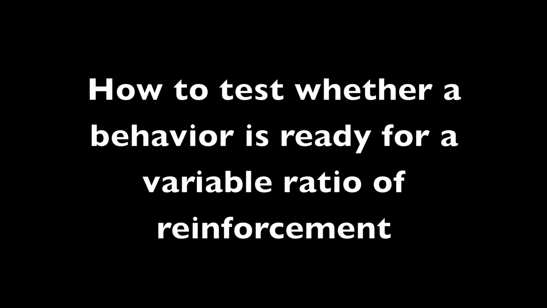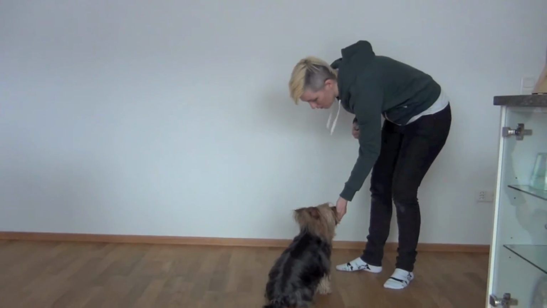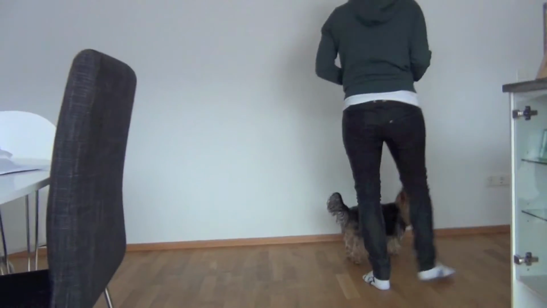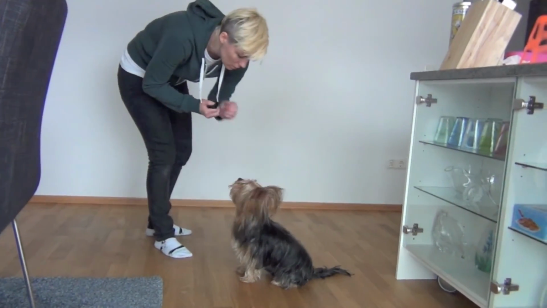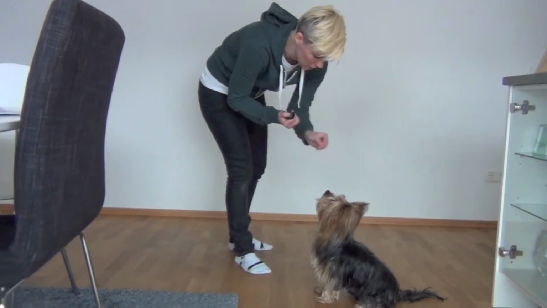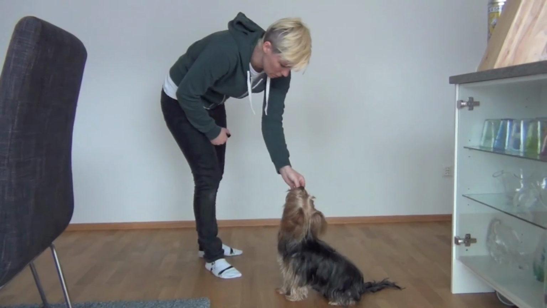How to test whether a behavior is ready for a variable ratio of reinforcement. Ask for the behavior multiple times. If it's a behavior like spin and your dog's going to get dizzy, you don't have to ask for them back to back. If the behavior is fluent, or in other words strong, and your dog is offering it immediately every time you say the cue, then you can move on to using a variable ratio of reinforcement.